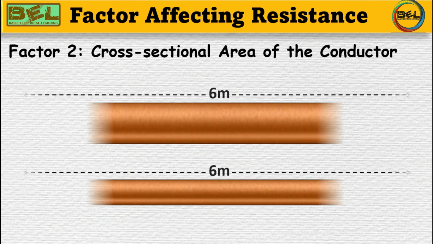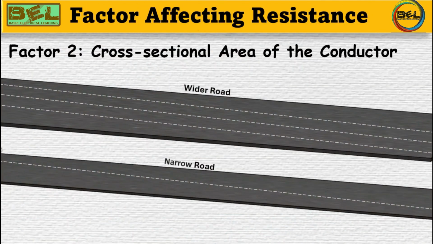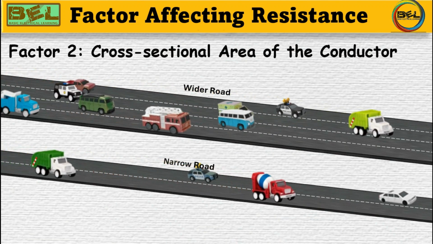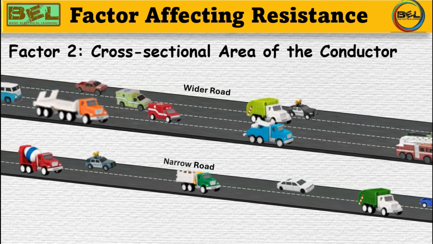Factor 2. Cross-sectional area of the conductor. Next, let's think about the thickness of the wire. A thicker wire is like a wider road. It allows more cars, or in our case electrons, to pass through without getting stuck.